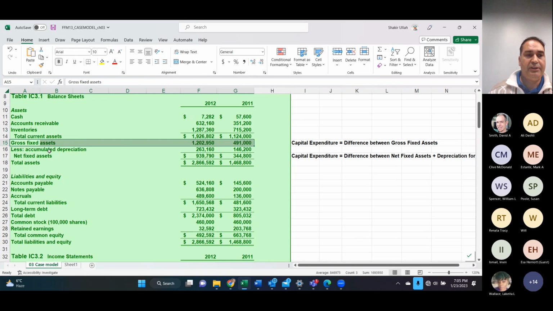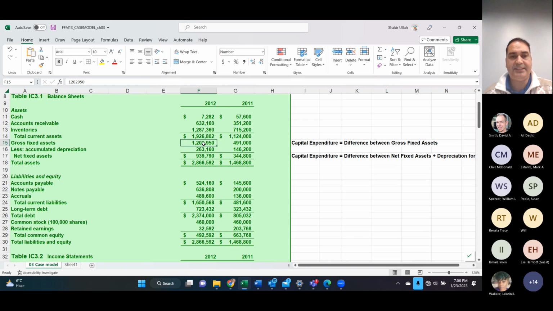They also have accumulated depreciation because these assets depreciate with the passage of time. So we remove that accumulated depreciation. And this net fixed asset value is basically the gross value for which you purchased the assets minus the total depreciation, and the difference is the net fixed assets. That is the book value of your assets at that particular point in time. And total assets will be equal to the sum of the current assets and the long-term assets.